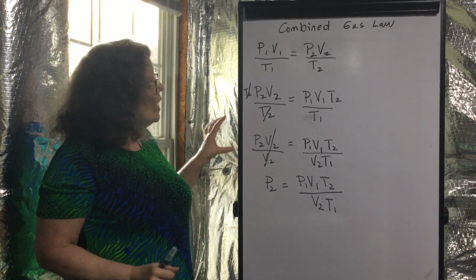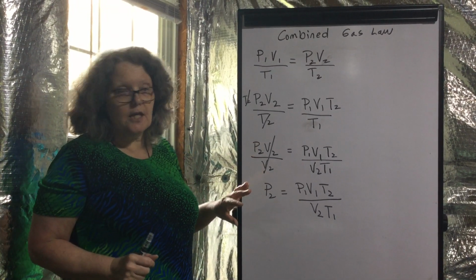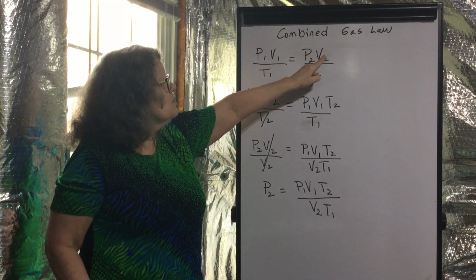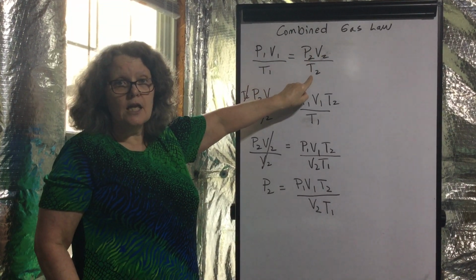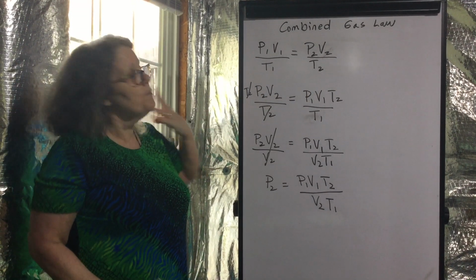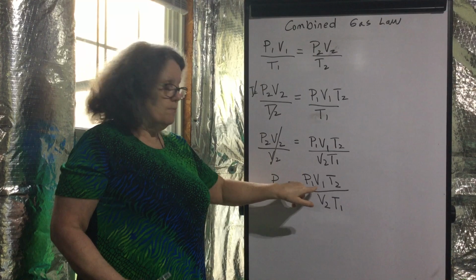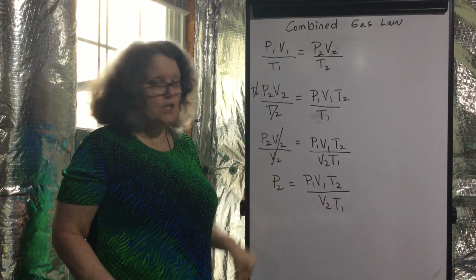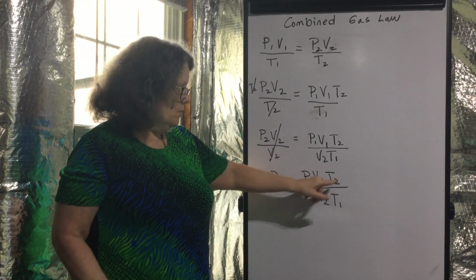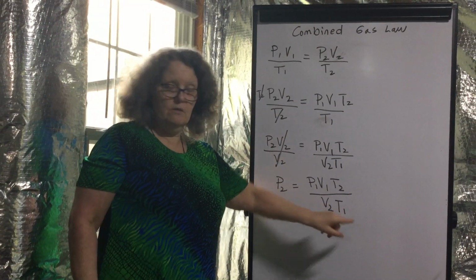Before you start anything, isolate new pressure, new volume, and new temperature, and have those equations. Once you practice that, make a note: P2 is P1V1T2 over V2T1. What is V2 going to be? It's going to be P1V1T2 over P2T1.